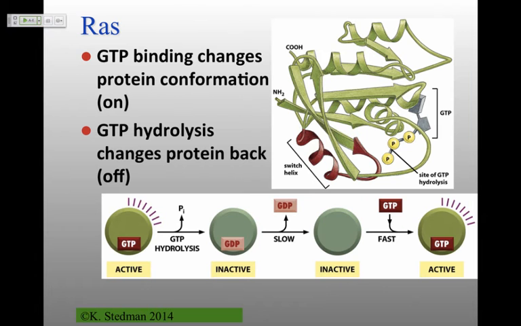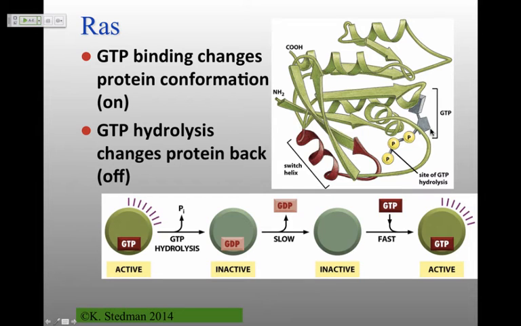Changes in structure, we're going to see happening all the time. Probably the classic example, or one of the two big classic examples of changes of structure, are these so-called G proteins. These are the GTPases. This is RAS, again, mutated in about 50% of solid tumors.